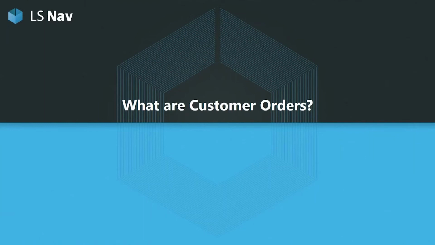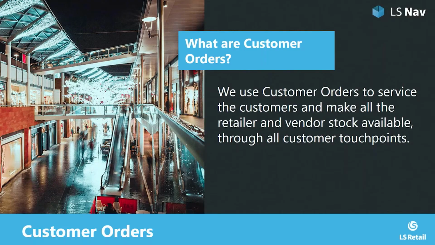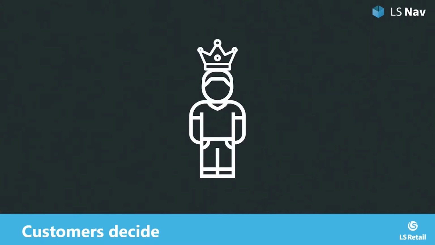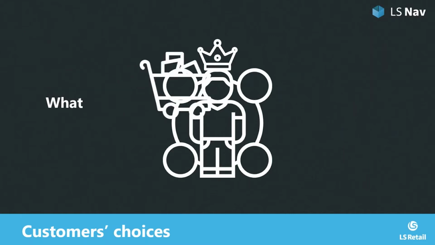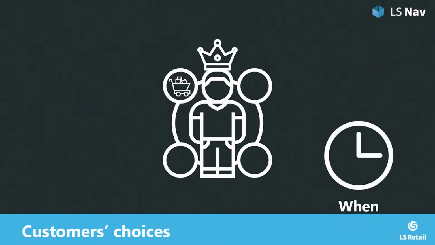What are customer orders? We use the customer orders to service the customer and to make all the retailer and vendor stock available through all customer touchpoints. Today's customer is king or queen. That means customer decides. He decides what he's going to buy. He decides when he's going to buy, in the morning, at lunch or dinner, or even in the middle of the night.